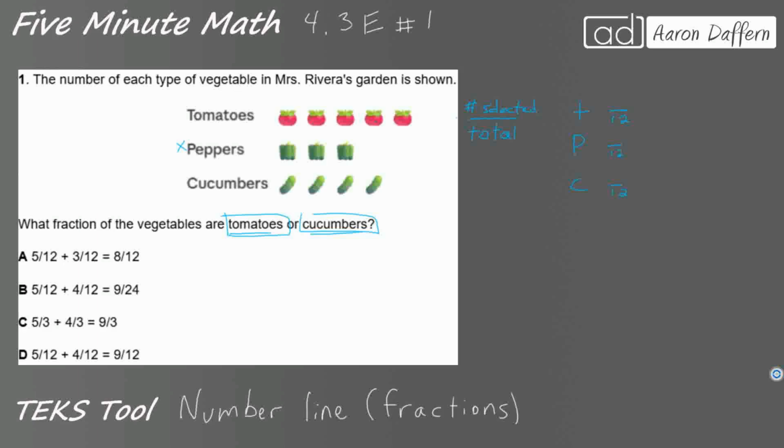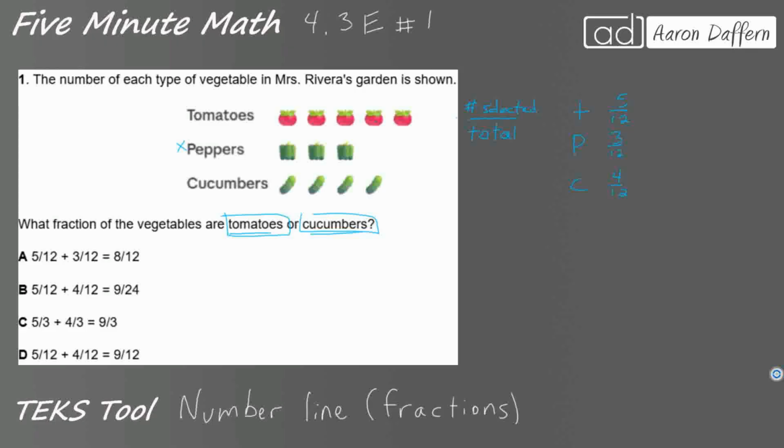And now we can look at them individually. We can add them, we can subtract them if we need to, if we use the same denominator. So I've got 1, 2, 3, 4, 5 tomatoes. I've got 1, 2, 3 peppers, and I've got 1, 2, 3, 4 cucumbers. And if we put them all together, 5 and 3 make 8, 8 and 4 make 12. So it makes the whole set of vegetables.